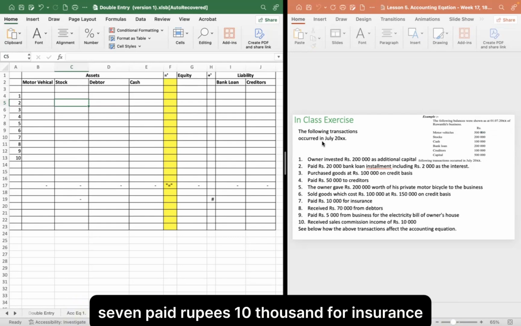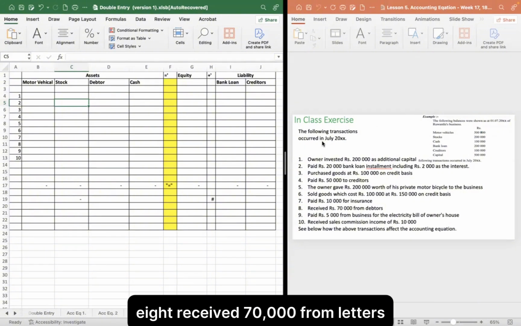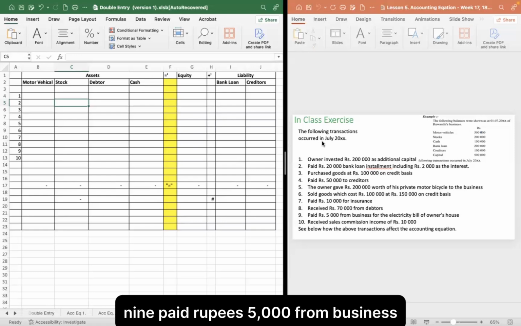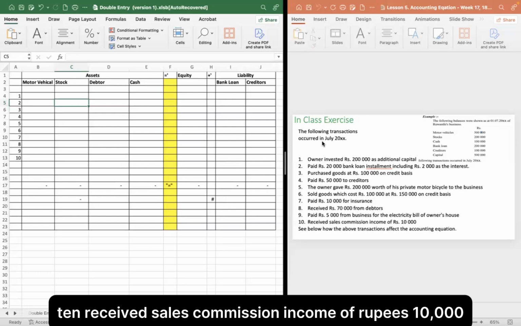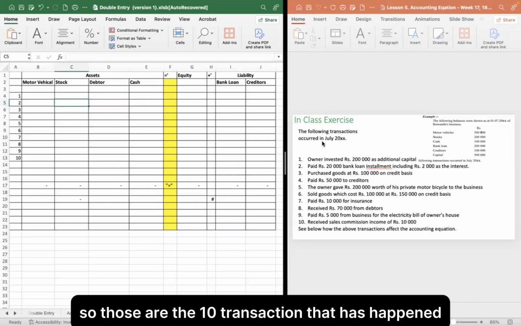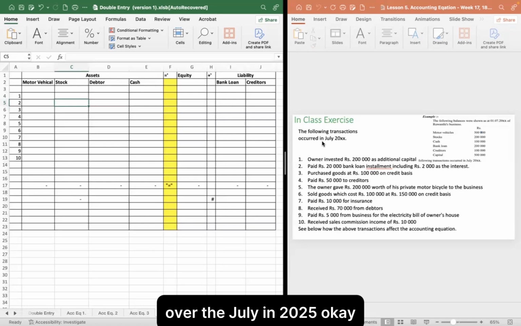Seven, paid rupees 10,000 for insurance. Eight, received 70,000 from debtors. Nine, paid rupees 5,000 from business for the electricity bill of owner's house. Ten, received sales commission income of rupees 10,000. So those are the 10 transactions that have happened over July in 2025.